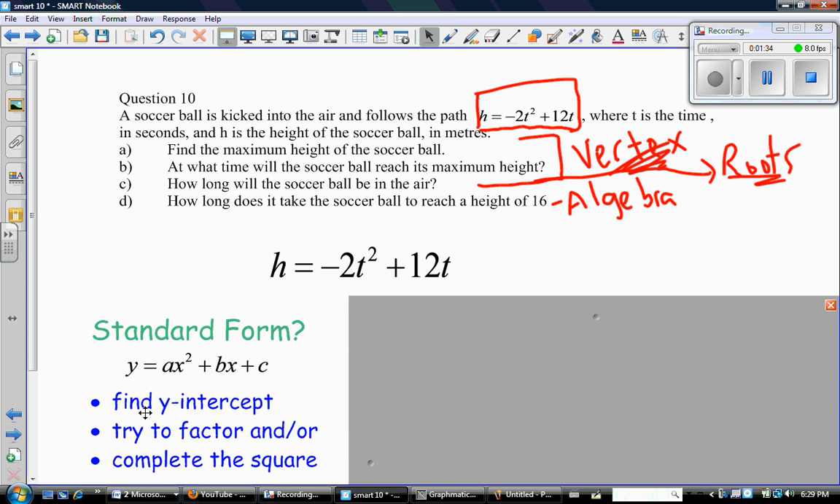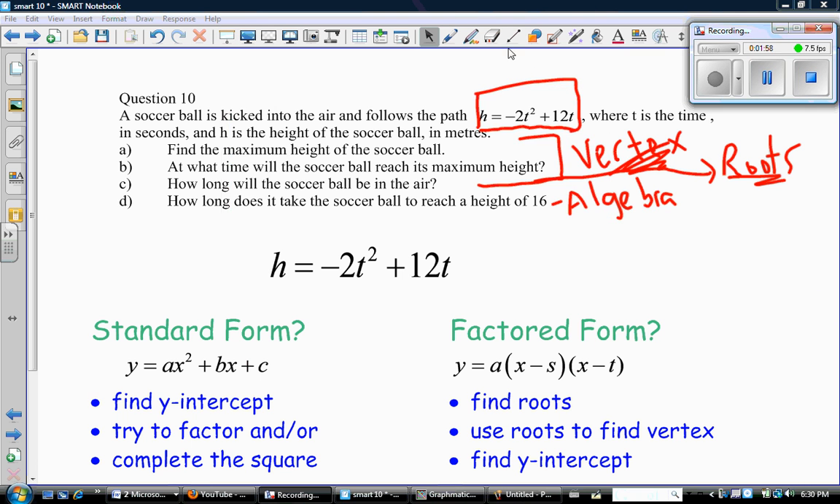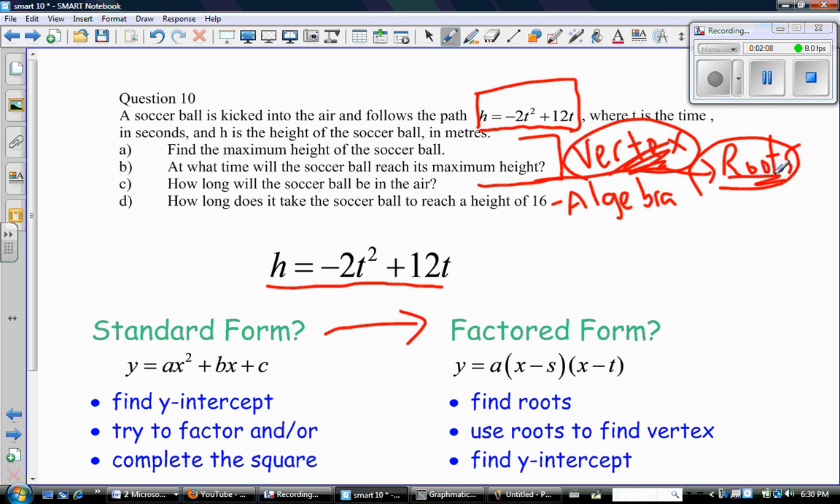In standard form, the easiest thing to do is find the y-intercept. In this case, it's plus 0, so that was easy. And then what else do you do with standard form? Well, really, if you're given standard form, you either have to try factoring it, or you're going to have to complete the square. I personally, if I can, will always try to turn it into factored form. I like factored form better than any other. And if you look at this equation, that's going to be pretty easy to factor, right? So we're going to take it from standard form into factored form, and then we can start talking about vertex and roots and all that stuff. So let's go to the next page and we'll start to factor.